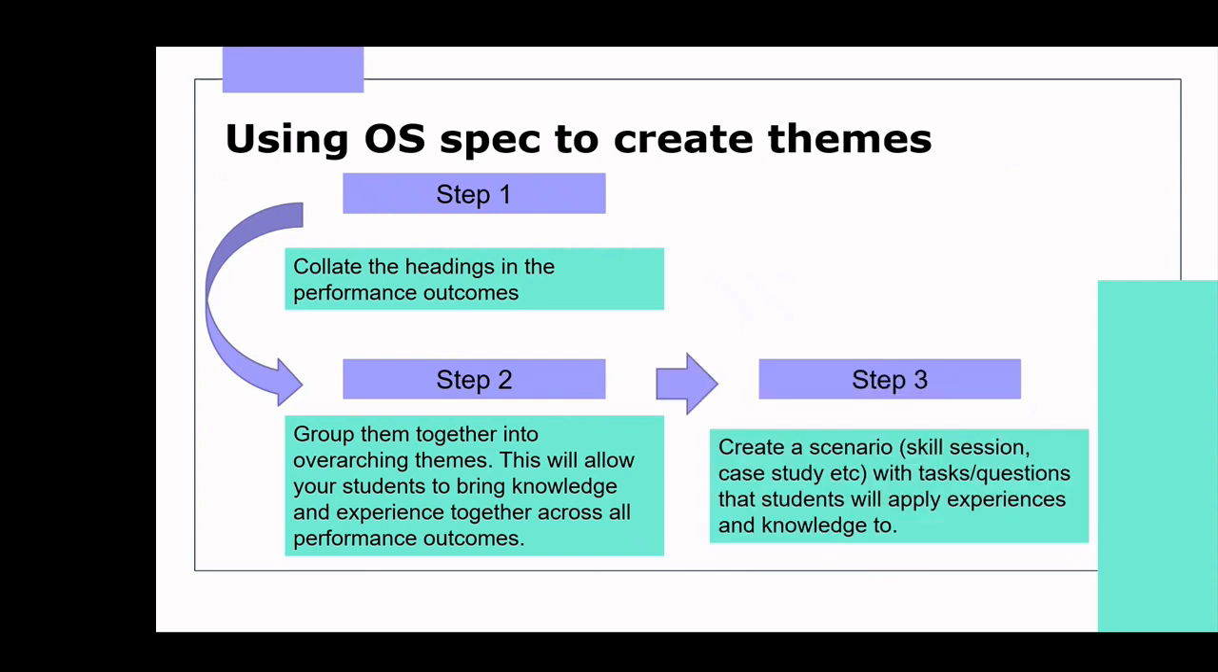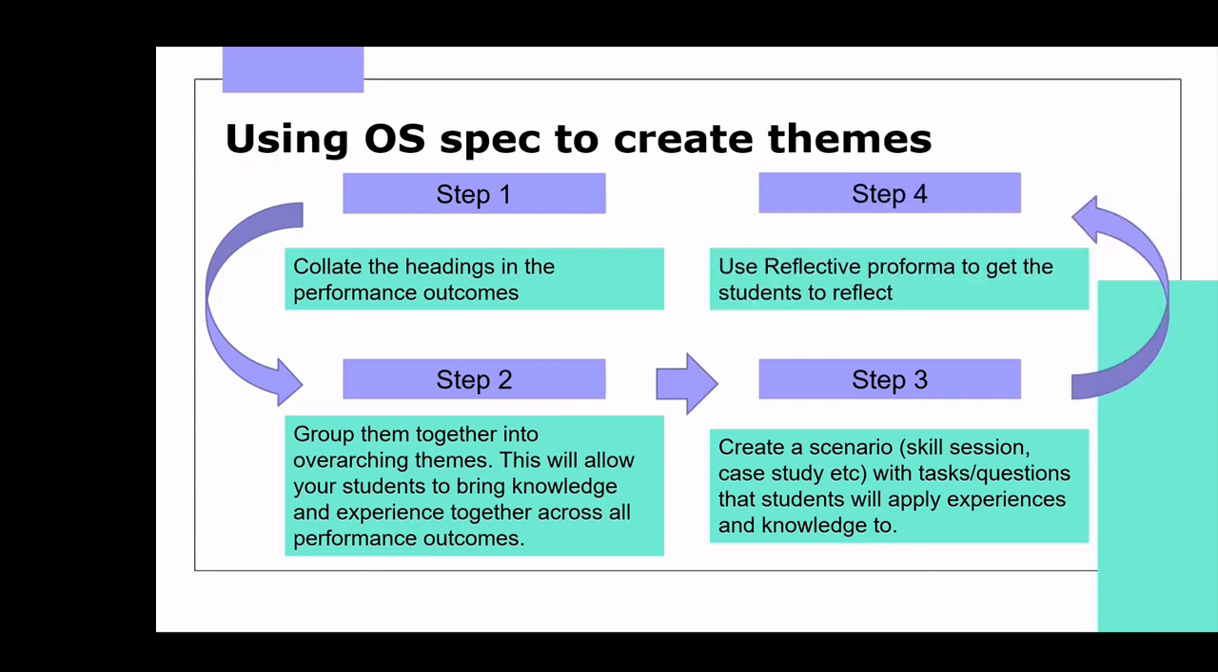Step 3 is create a scenario, so a skill session, a case study with task questions that students will apply their experience and knowledge to, using possibly the assessment descriptors mentioned prior for students to self and peer reflect. And finally, step 4, use reflective performance to get the students to then reflect on how they have achieved on this task against that theme. This strategy could be a key way to holistically and synoptically assess student progression.